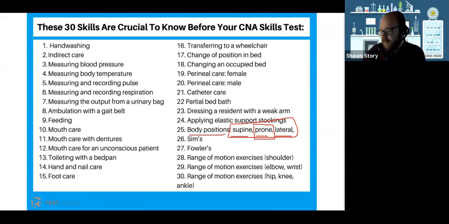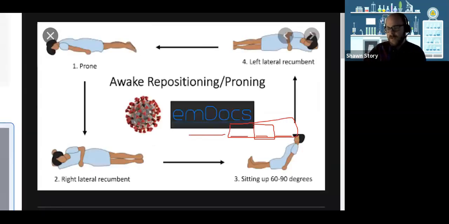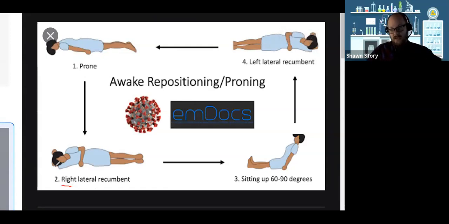Here's an image here. So prone is getting the patient rolled over on their stomach. Lateral is on their side, and then you can choose, is it the left lateral or the right lateral? Like what side of their body is actually touching the bed. So this one here is a right lateral because the right side is on the bed. Left lateral, the left side is laying down, sitting position, and then the supine is face up.